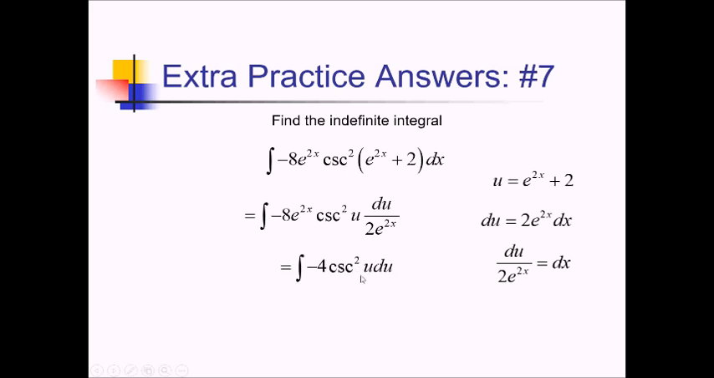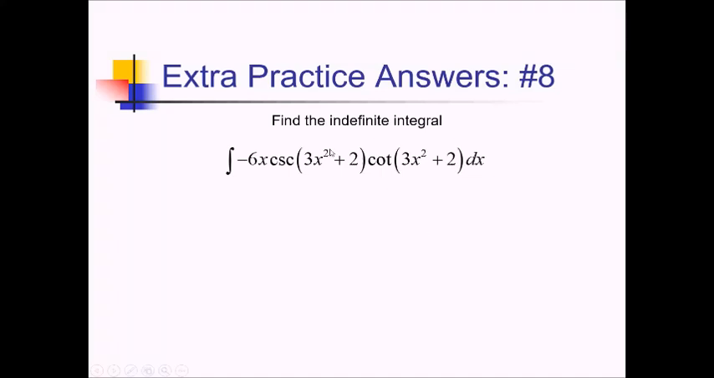Taking the antiderivative of this, antiderivative of cosecant squared is negative cotan, but there's already a negative there, so now we have a positive 4 cotan of u plus c. And I'll just substitute that u stuff back in here for the u in the final expression to get my final answer.